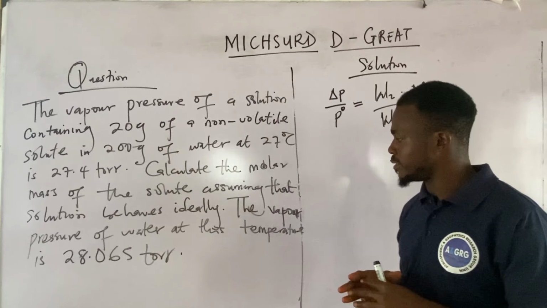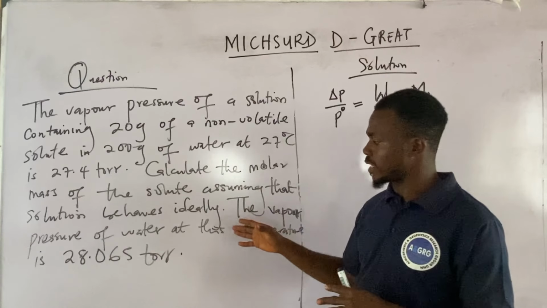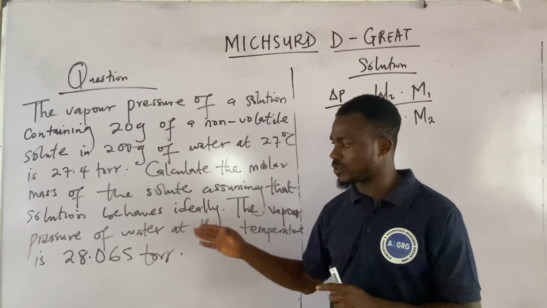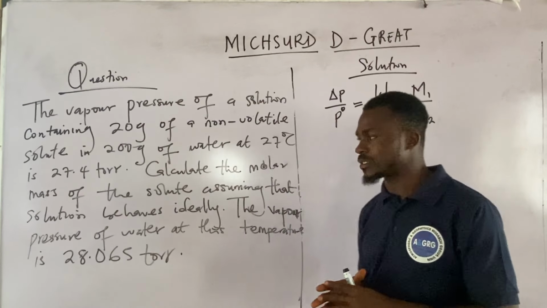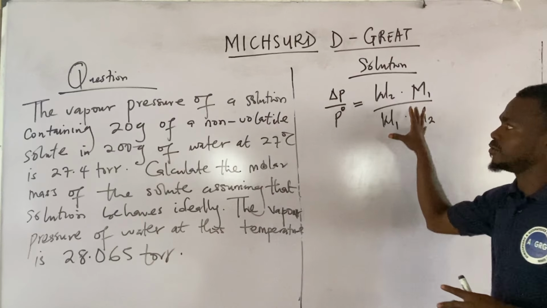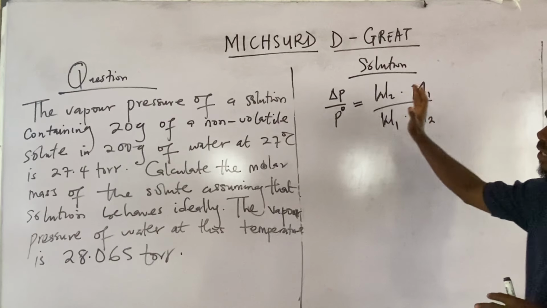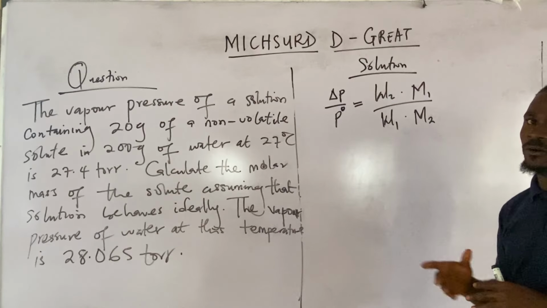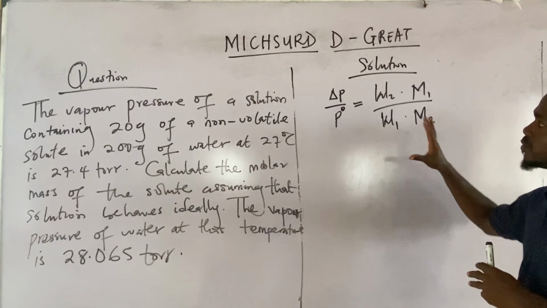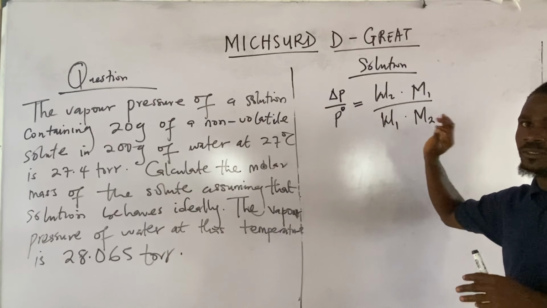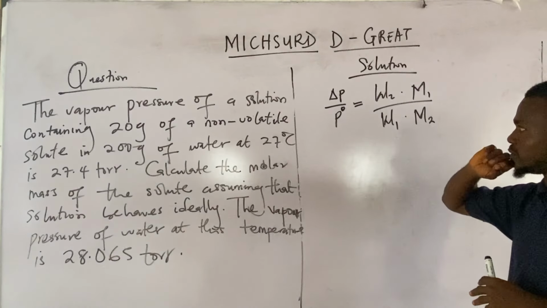The vapor pressure of water at this temperature is given as 28.065 torr. So how do we do this calculation? We are going to be making use of this formula. This formula is derived from Raoult's law. So when we derive this formula, we have this. We need to know what each parameter represents in this equation.